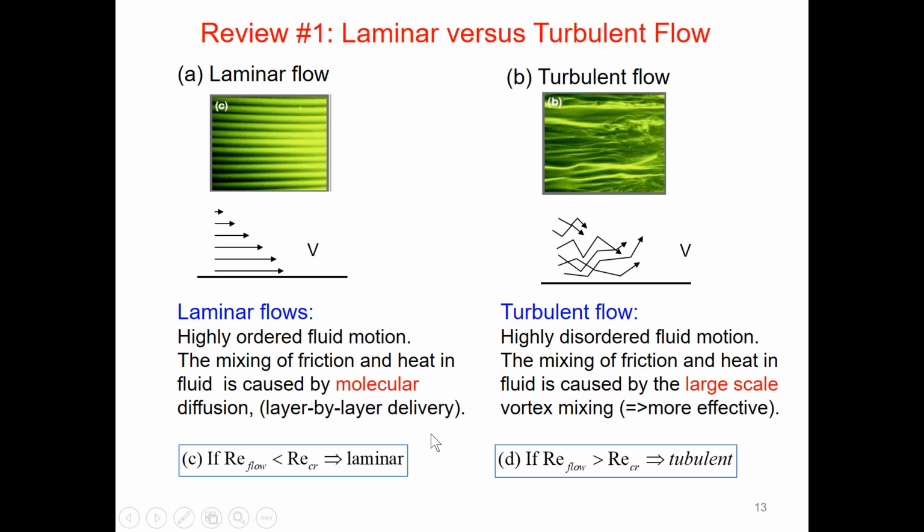In order to determine whether the flow is laminar or turbulent, you need to compare the Reynolds number of the flow with the critical Reynolds number. If it's less, then laminar. If it's greater, then turbulent. If it's in between, then transition.